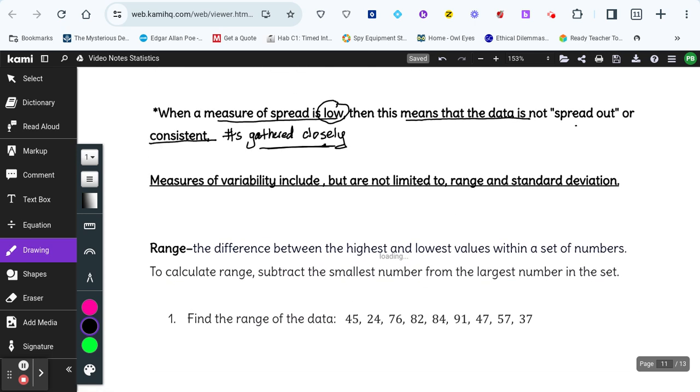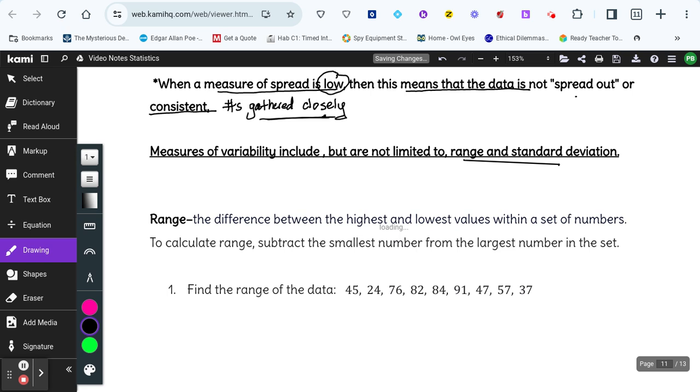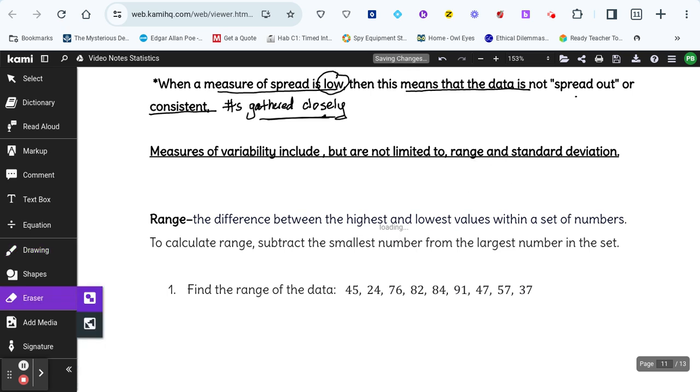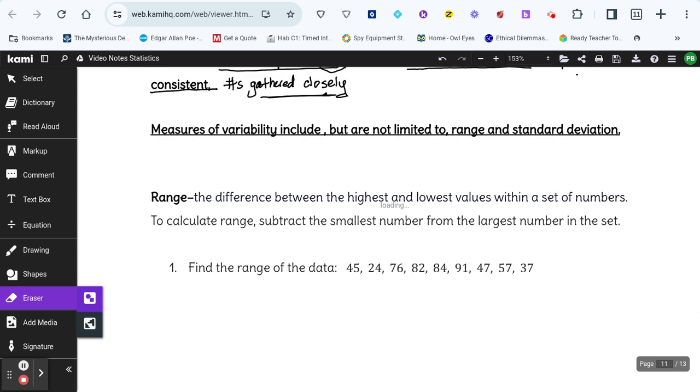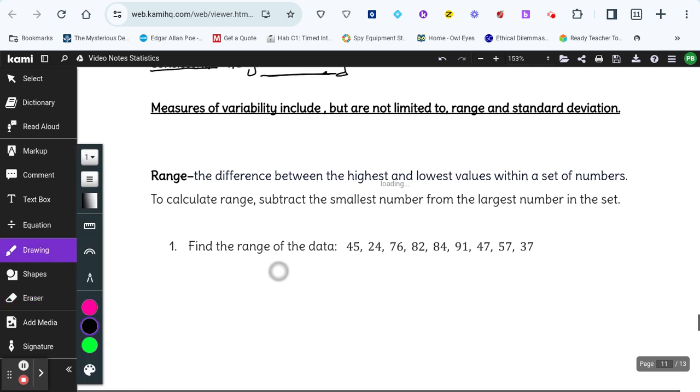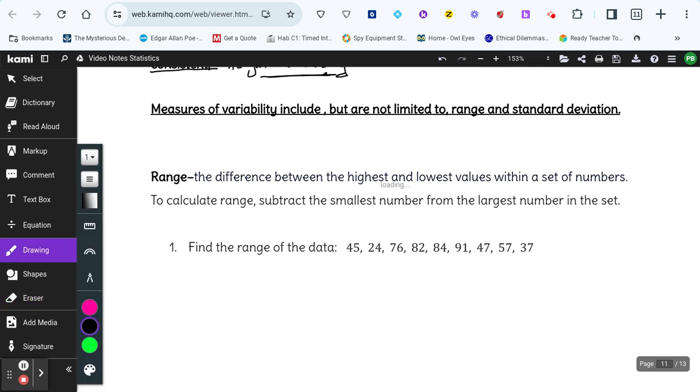So measures of variability include but are not limited to range and standard deviation. You do have other measures of variability. You have MAD, the mean absolute deviation, and other things like that. You have interquartile ranges, but we're not going to talk about those, okay? All right, so we're just going to talk about the range and the standard deviation. I'm not going to show you how to calculate the standard deviation. I'm always going to have these calculated for you, but we are going to calculate the range, which is very easy.